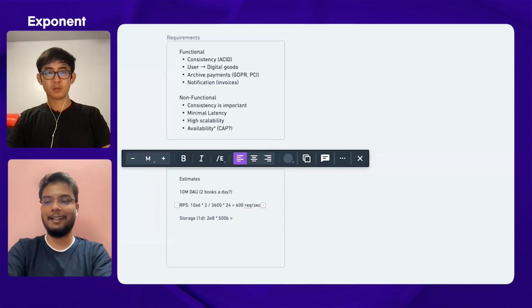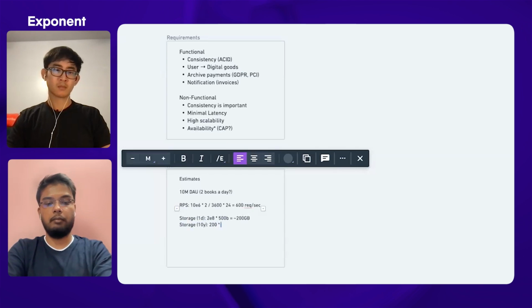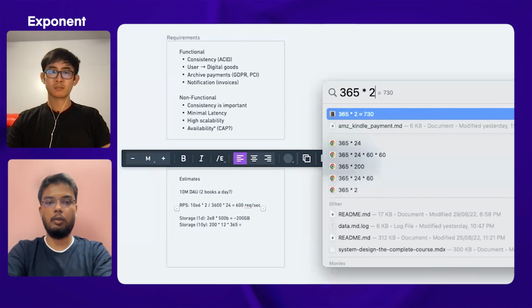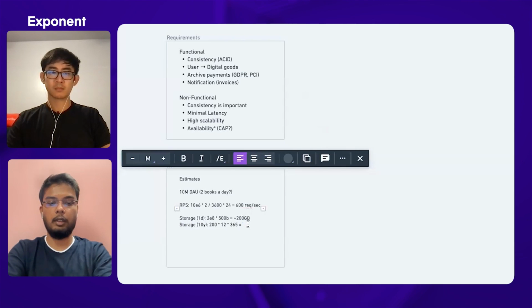So 500 bytes, and this would be our storage for a day. Let's do some math. It should be around 200 gigabytes per day, in my opinion. And for 10 years, this would be 200 into 365, which should be around 750 terabytes, I think.